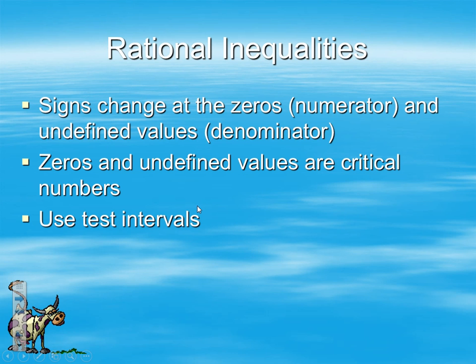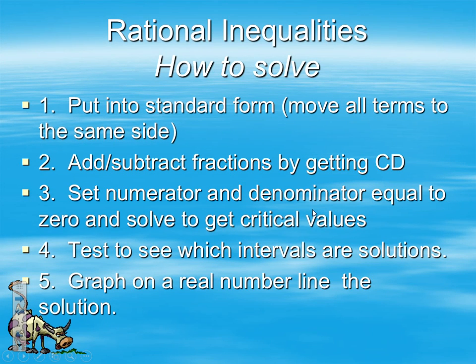With rational inequalities, our signs change at the zeros, which is the numerator, and at undefined values, which are found in the denominator. So our zeros and undefined values are our critical numbers, and we're also going to use test intervals. So how do we solve rational inequalities?